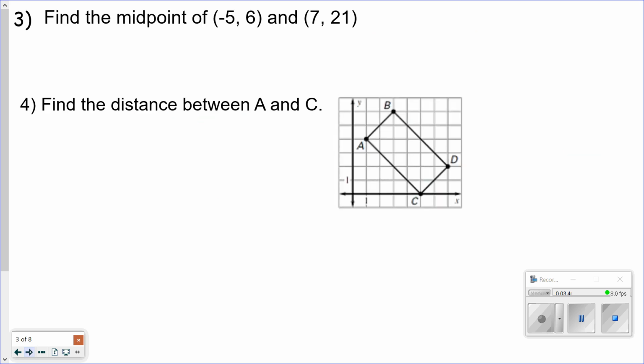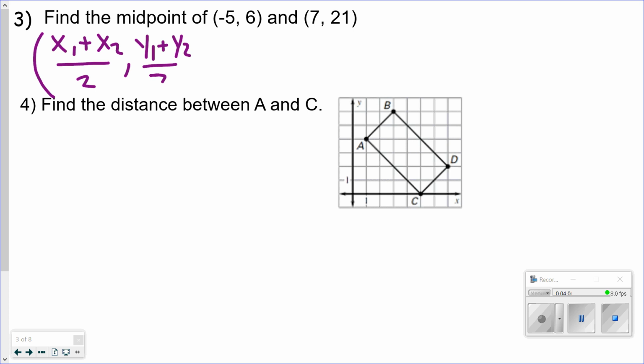Number 3, find the midpoint of (-5, 6) and (7, 21). All right, so our midpoint formula, please write this down, is x1 plus x2 over 2. That's how you find the x value. And y1 plus y2 over 2. That's how you find the y value.